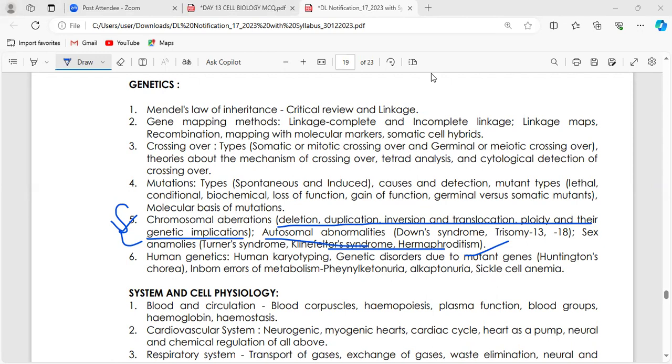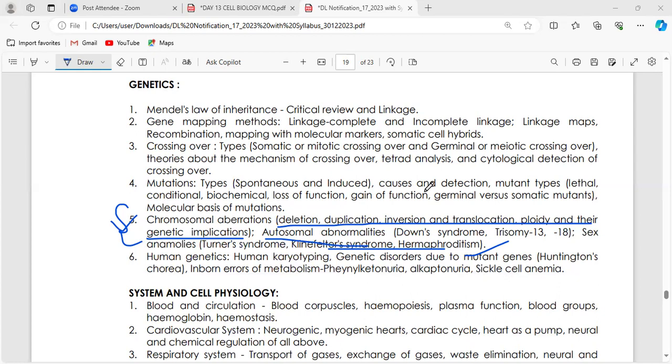Lethal is nothing but a mutation that definitely leads to the death of an organism. That is what lethal is. Okay, lethal means that if a mutation leads to the death of a particular organism, that has to be the lethal mutation. And in the case of a conditional mutation, the mutation will happen only with respect to a particular environment. That is what a conditional mutation is.